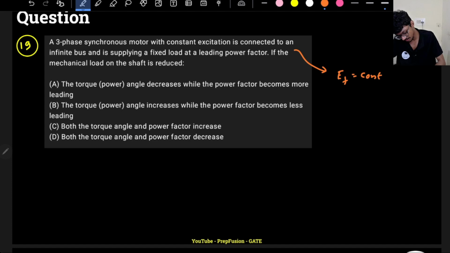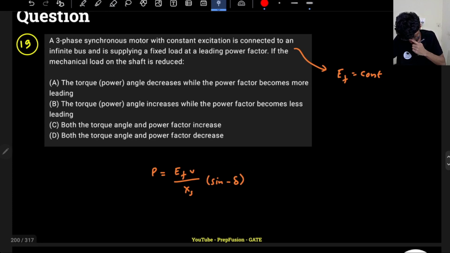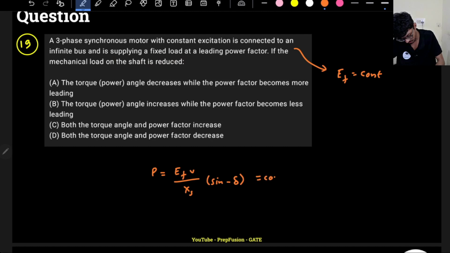Okay, so if EF is constant, that means my power P = EF V by XS times sine delta is also constant. The machine is supplying a fixed load at leading power factor. Fixed load meaning power is constant, so this value is constant. So my sine delta also has to be constant, because everything is constant.